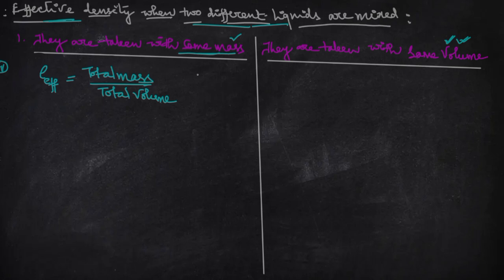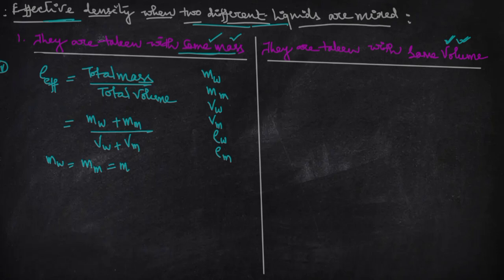Here the mass of water is mW and the mass of milk is mM, the volume of water is Vw and the volume of milk is Vm, and the density of water is rho W and the density of milk is rho M. So total mass is mass of water plus mass of milk, by total volume, which is Vw plus Vm. But the condition is these are taken with the same mass. Means mass of water is equal to mass of milk. For our convenience, let it be M.